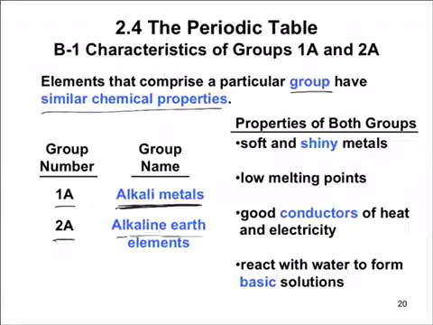Group 2A are known as the alkaline earth elements or alkaline earth metals. They are soft, they are shiny, they have low melting points, they're good conductors, and they react with water to form basic solutions. What is a basic solution? It's the opposite of an acid.